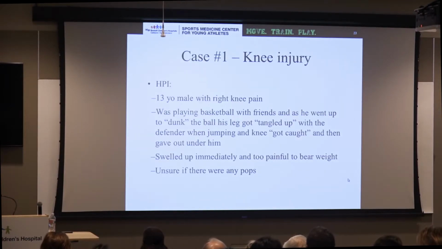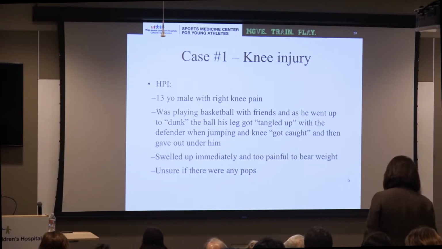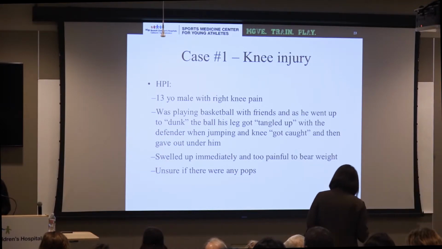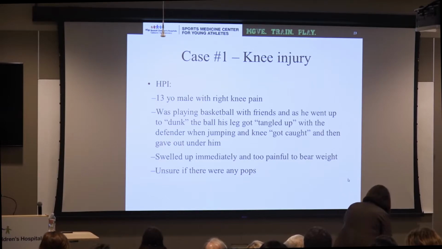So we're going to jump into some cases. We've got a 13-year-old male with right knee pain, playing basketball with friends as he went up to dunk the ball. They all think they can dunk the ball. His leg got tangled up with a defender when he was jumping, and his knee got caught and gave out under him. It swelled up immediately. It was too painful to bear weight, and he was unsure if he felt or heard any pops.